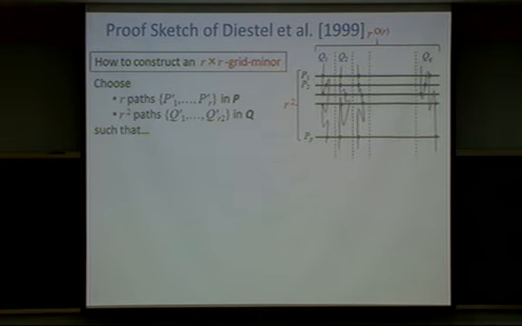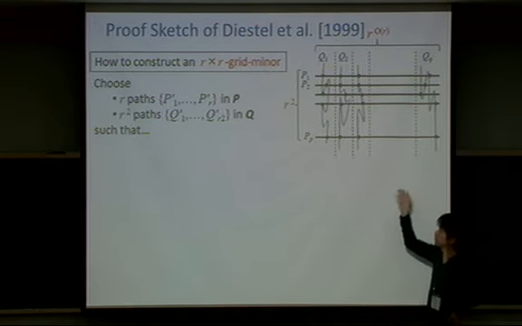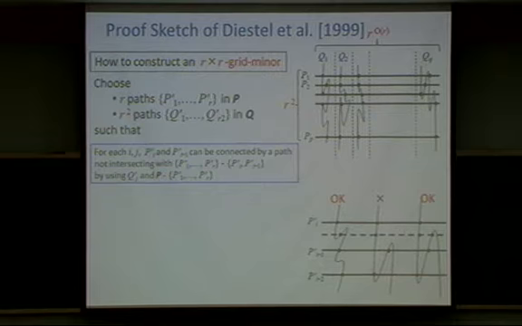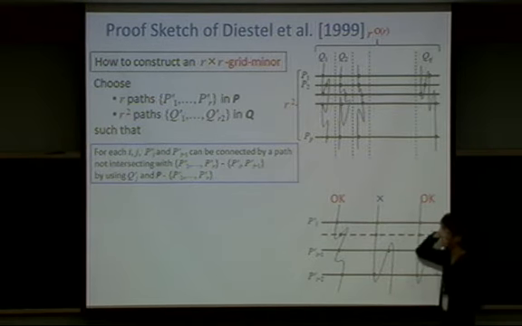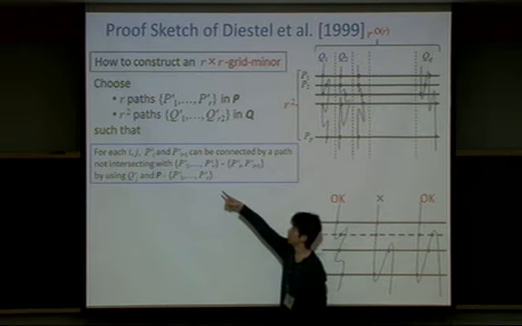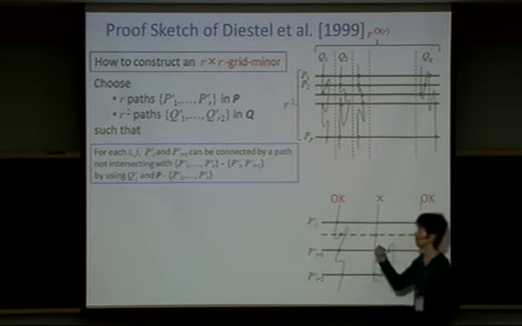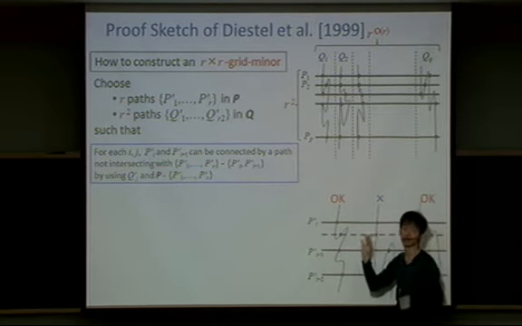So how to construct an R times R grid minor by using these two linkages. Roughly speaking, they choose R horizontal paths and R squared vertical paths with some conditions. And the condition is the following. The condition says that two adjacent horizontal paths can be connected by a path not intersecting with the other horizontal paths.